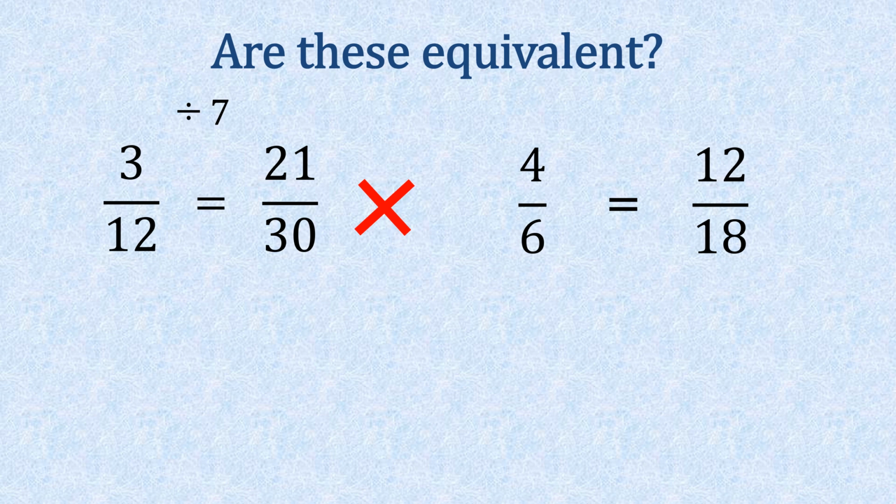Okay, and on to the next one. So if we had 4/6 and 12/18, let's take 12. We're going to divide it by 4, which is going to give us 3. So we're going to do the same at the bottom. 18 divided by 3 gives us 6. Brilliant. So this one is an equivalent fraction.